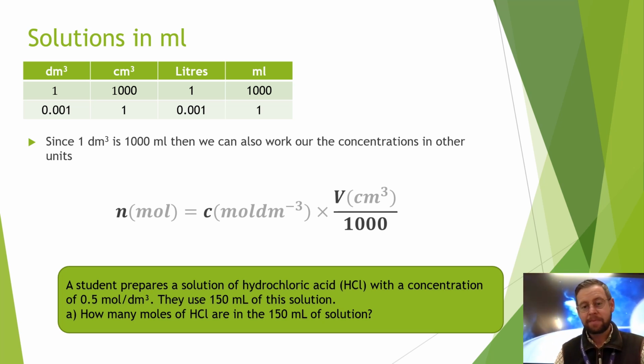So look at how we do it. If we take the volume in centimetres cubed that we've just read off the measuring cylinder, divide it by 1,000, that puts it into decimetres cubed, which is the correct format for the volume in this formula. Then if we multiply that by the concentration in moles per decimetre cubed, it would actually tell us the number of moles. So remember, if you're going to work with concentration, and we are taking measurements in centimetres cubed or millilitres, we have to divide those readings by 1,000.